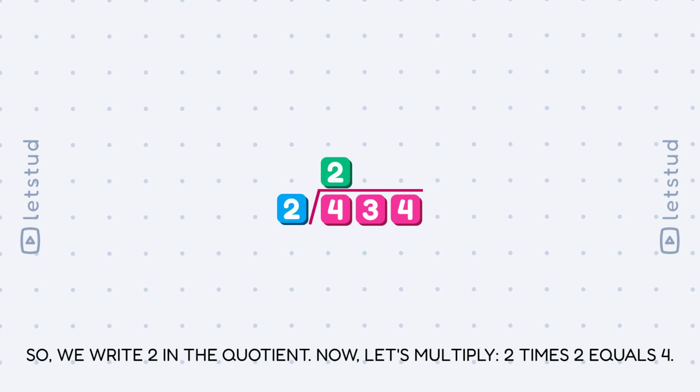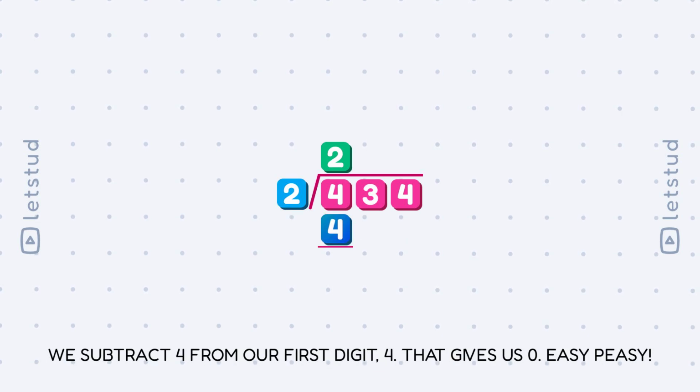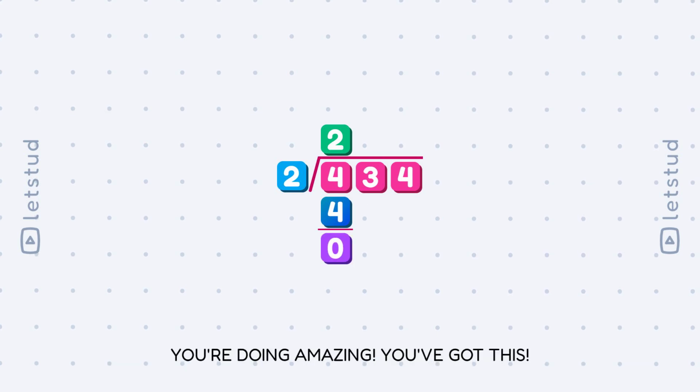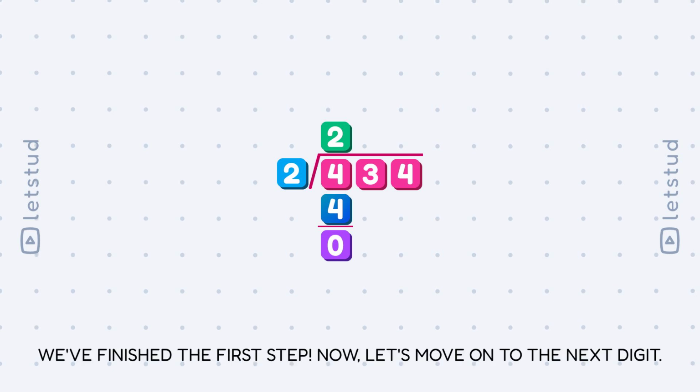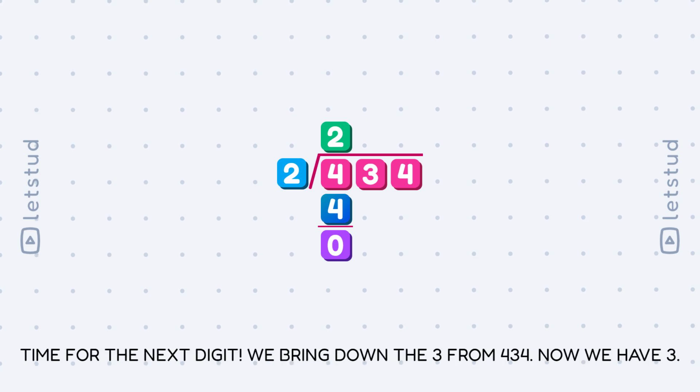Now let's multiply. 2 times 2 equals 4. We subtract 4 from our first digit, 4. That gives us 0. Easy peasy. You're doing amazing. You've got this. We finished the first step. Now let's move on to the next digit. Time for the next digit.